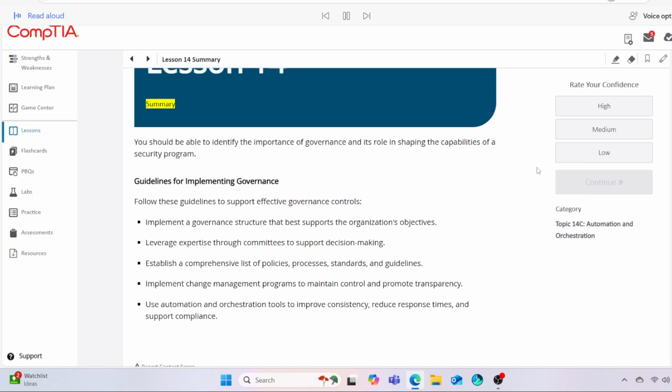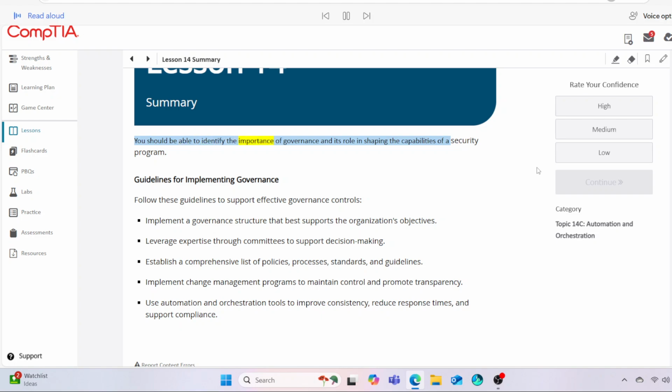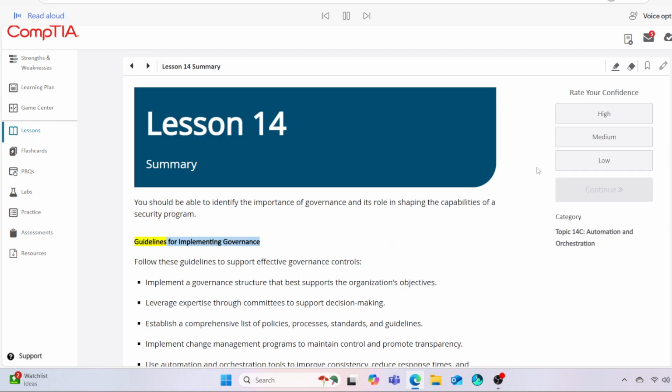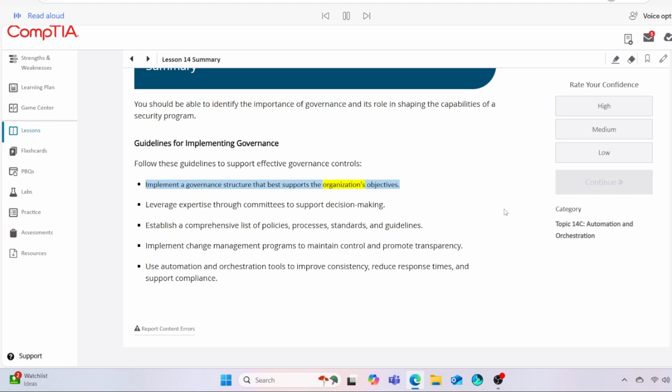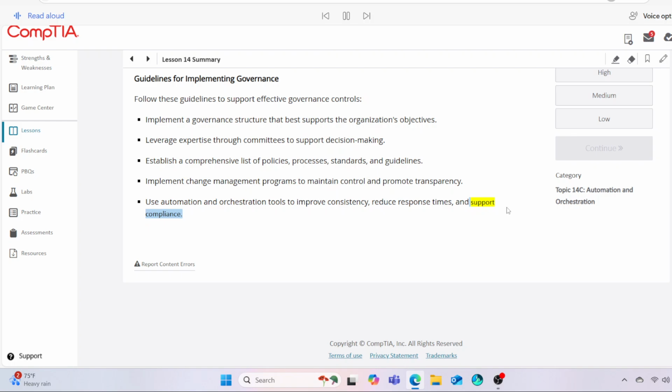Lesson 14. Summary. You should be able to identify the importance of governance and its role in shaping the capabilities of a security program. Guidelines for implementing governance. Follow these guidelines to support effective governance controls. Implement a governance structure that best supports the organization's objectives. Leverage expertise through committees to support decision-making. Establish a comprehensive list of policies, processes, standards, and guidelines. Implement change management programs to maintain control and promote transparency. Use automation and orchestration tools to improve consistency, reduce response times, and support compliance.